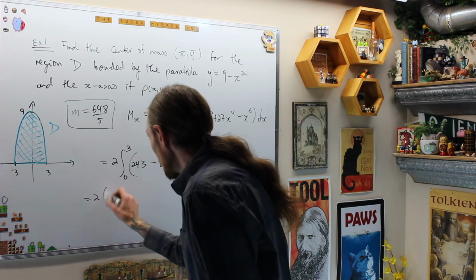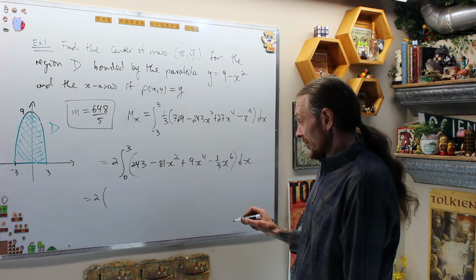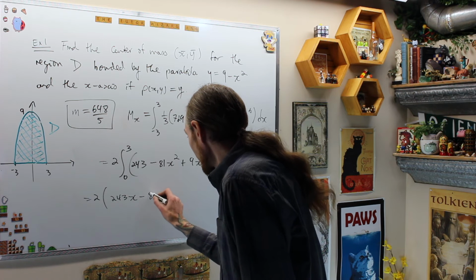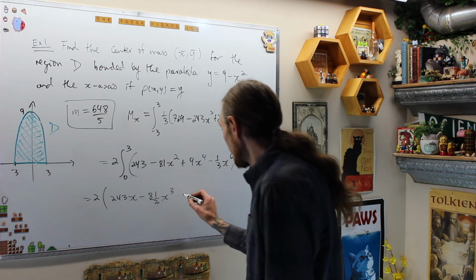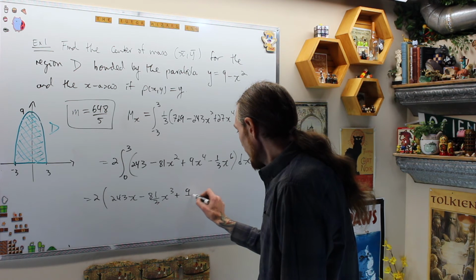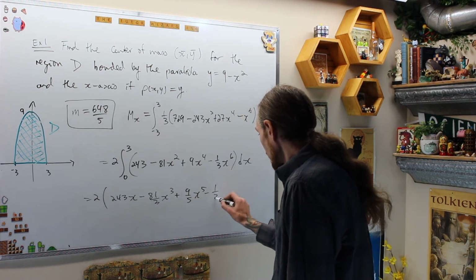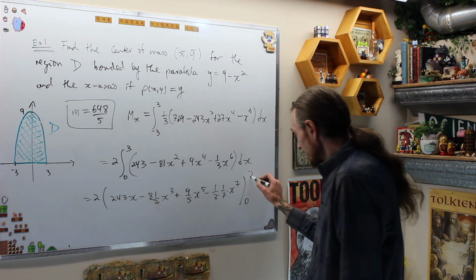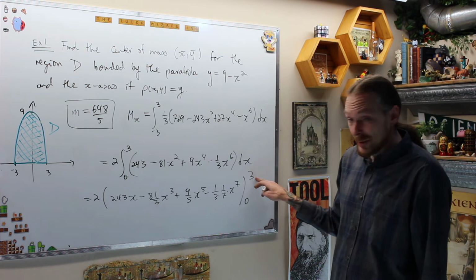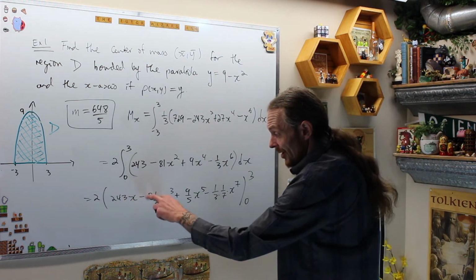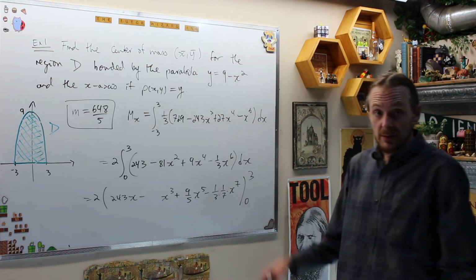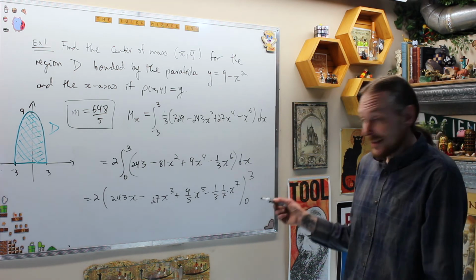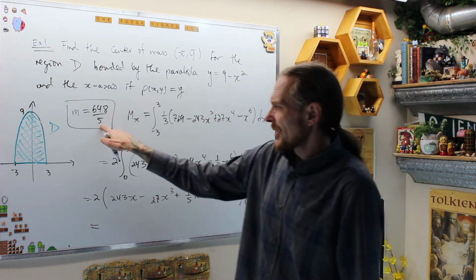This is equal to 2 times, and then I'm going to try and be clever when I do this. So in a second, this is 243x minus 81 over 3 x cubed plus 9 over 5 x to the 5 minus 1 over 3 times 1 over 7 x to the 7, evaluated from 0 to 3. I'm about to put this 3 in here. I'm going to notice that a lot of these powers are powers of 3. Even this 81 is 3 to the 4 over 3, which is 27, which is now 3 to the 3. But let's plug that in there and see what we get. Trying to be clever.